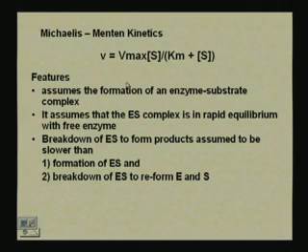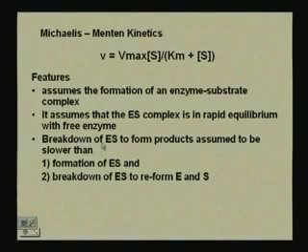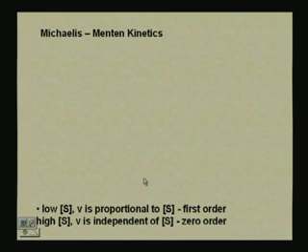What are the features of enzyme kinetics or Michaelis-Menten kinetics, as it is called? It assumes the formation of an enzyme substrate complex. There is a pre-equilibrium where the enzyme substrate complex is in equilibrium with the free enzyme. Then the breakdown of the enzyme substrate complex to product is slower than the formation of ES and the breakdown of ES to reform E and S.